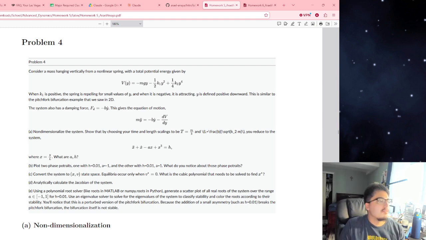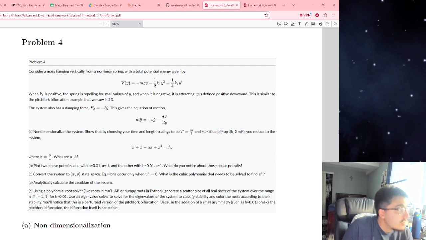I'm going to do problem 4 because they were all pretty long and challenging, but this one was probably the most interesting to examine. First of all, the system we're looking at is some mass hanging vertically from a nonlinear spring. We're given our equation of motion already, and the potential energy of the spring defined by this function V(y). When that becomes a force, we know that's going to be dV/dy of the system.